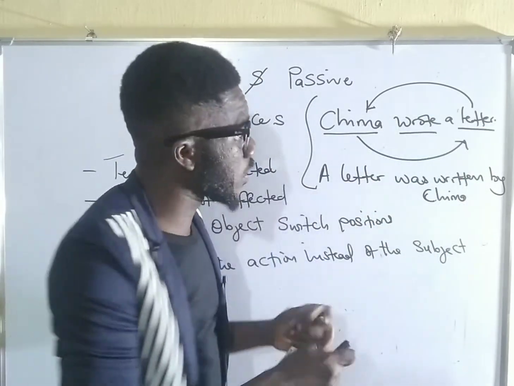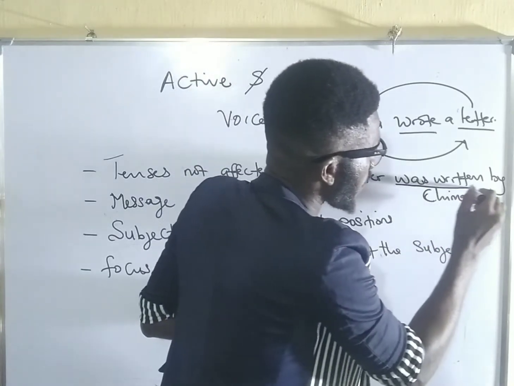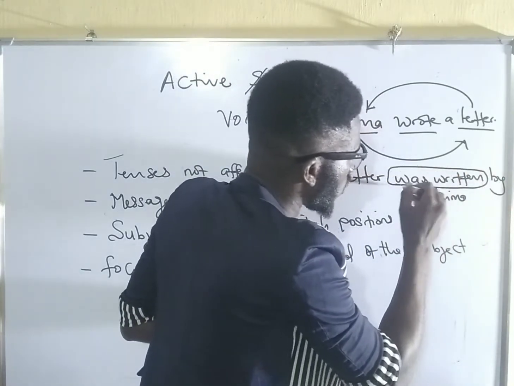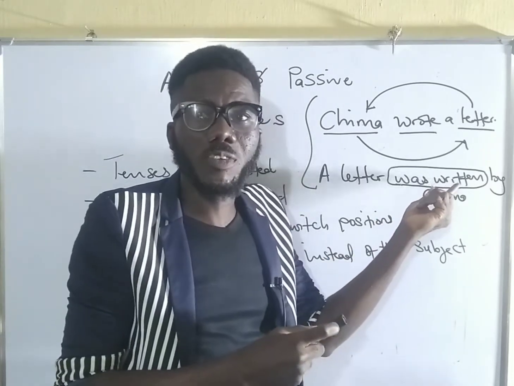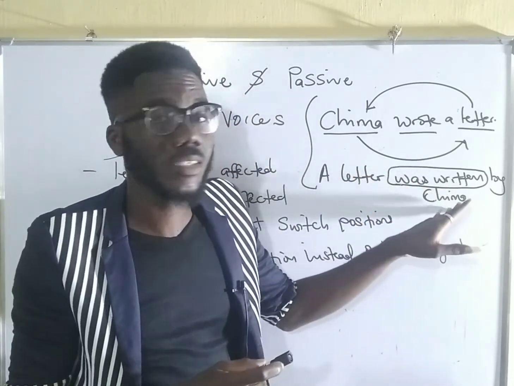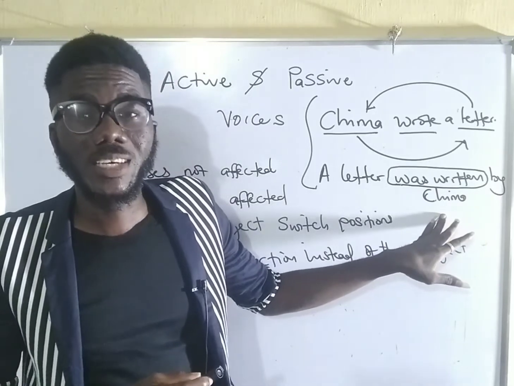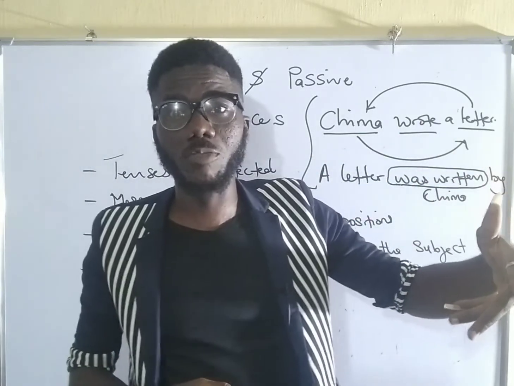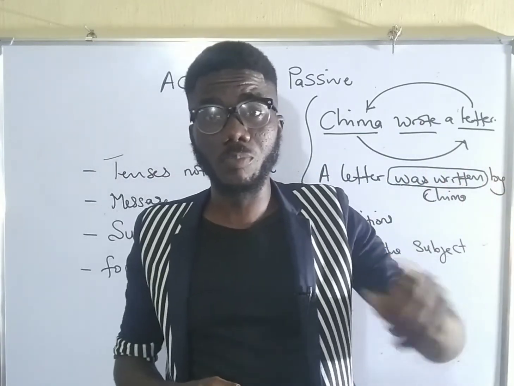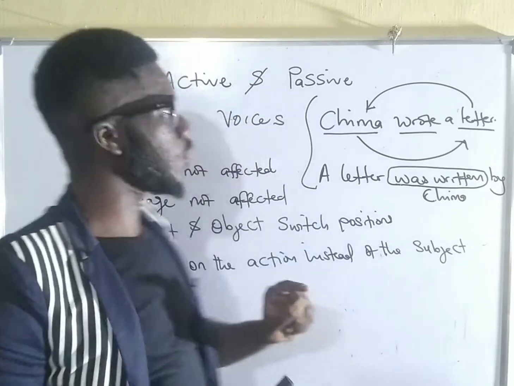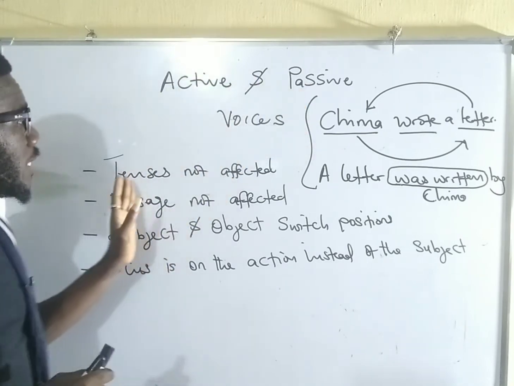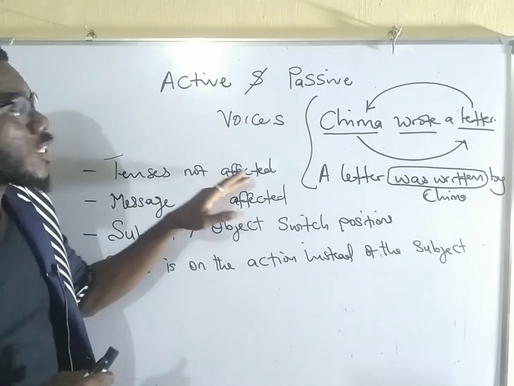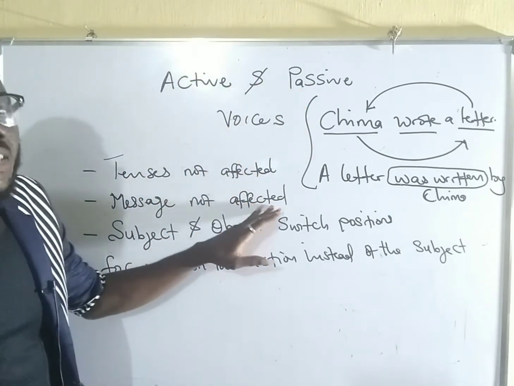But yet, because of the change in the appearance of the verb here, the message of this sentence will not be affected. The sentence will take another form. It takes the passive voice form, but the message is intact. Now, when you talk about the change of a sentence from the active to the passive voice, the tense is not affected. The message is not affected.